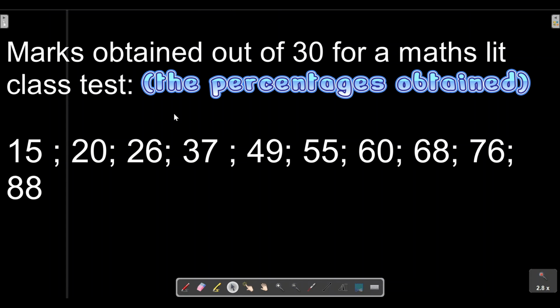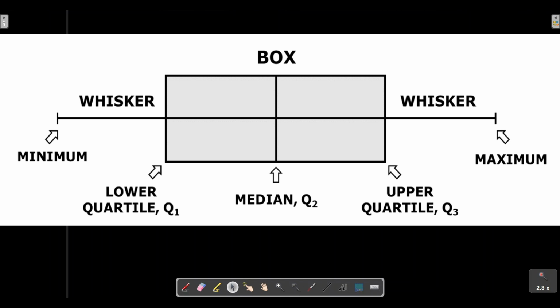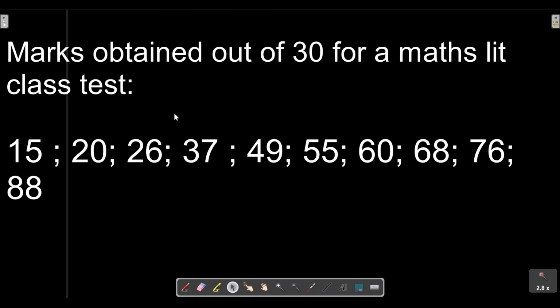Now I want to explain the concept of the box and whisker diagram representing the five number summary. When we talk about a five number summary, we are talking about the minimum value, the first quartile, the second quartile or the median, the third quartile, and the maximum value. These values are the five number summary.